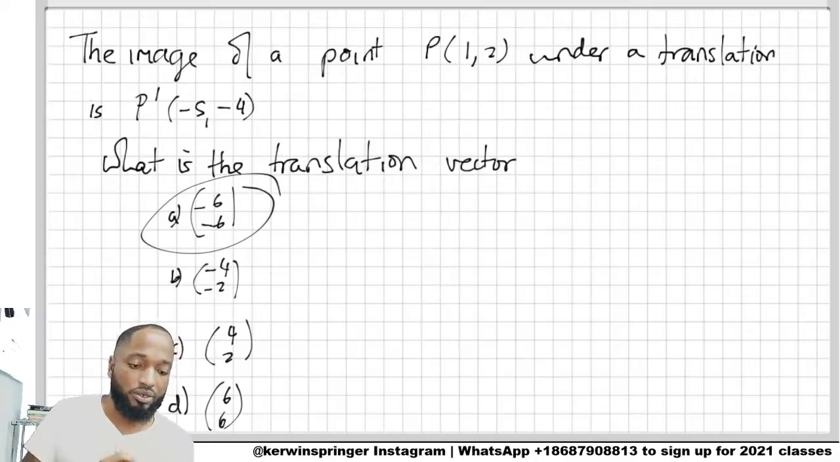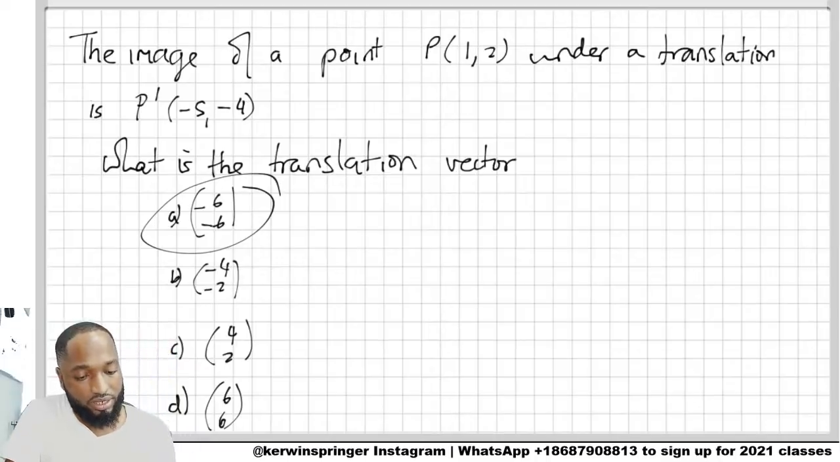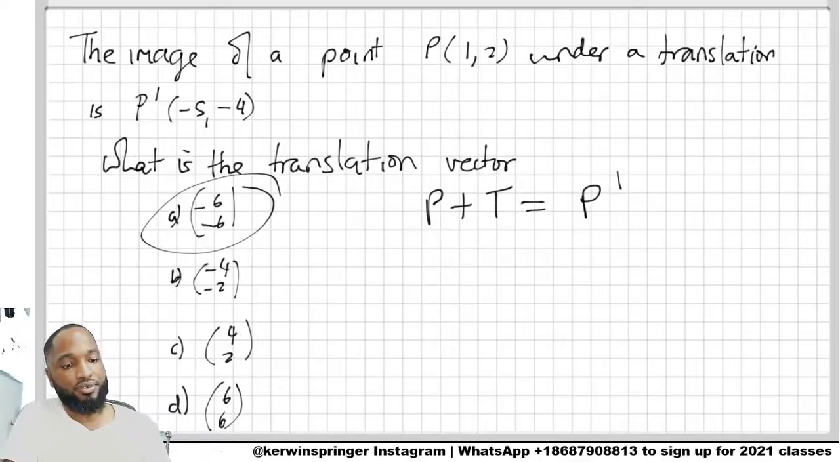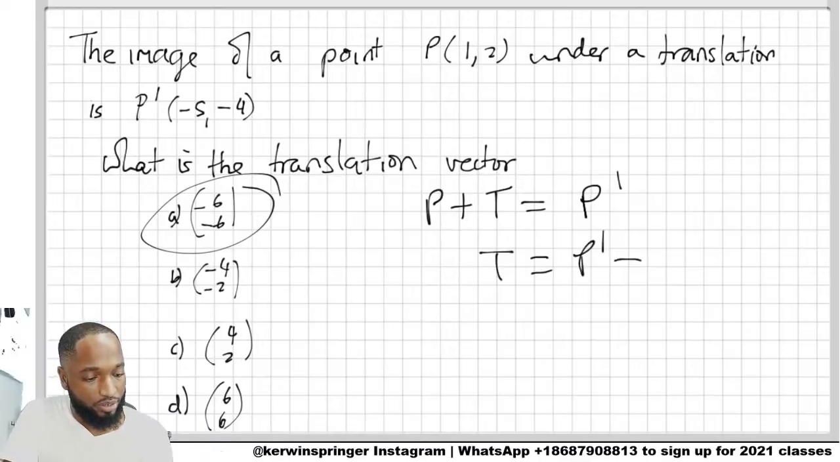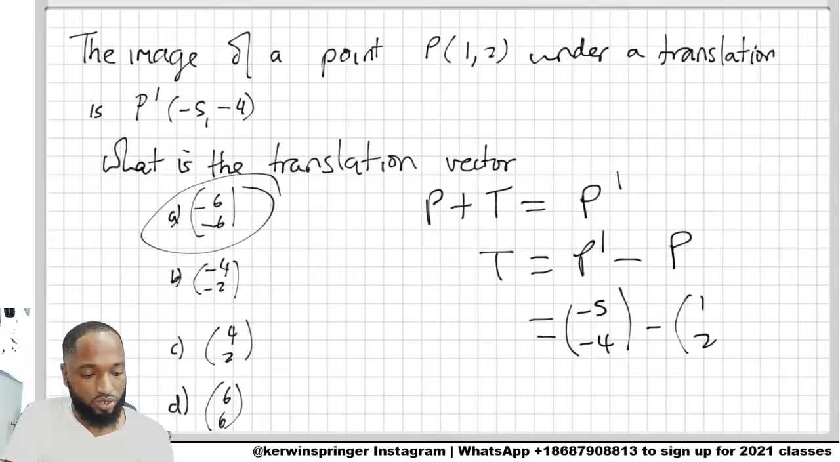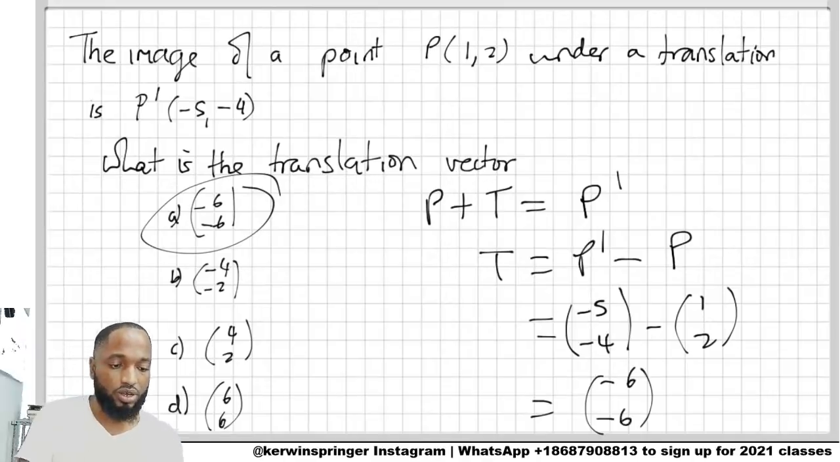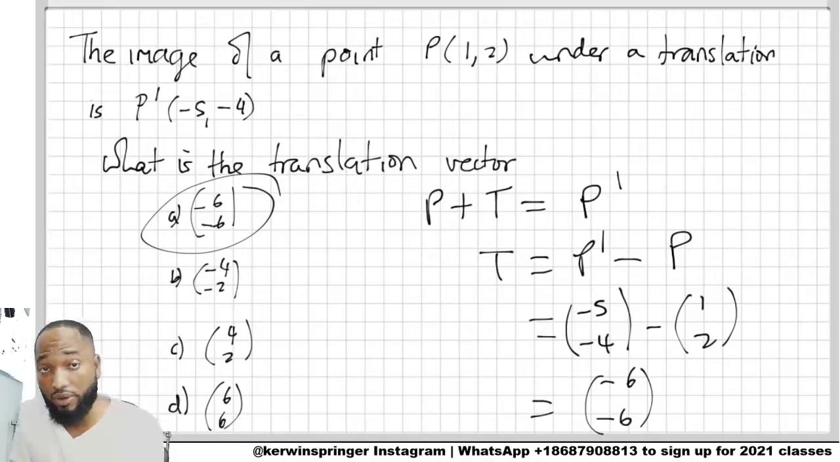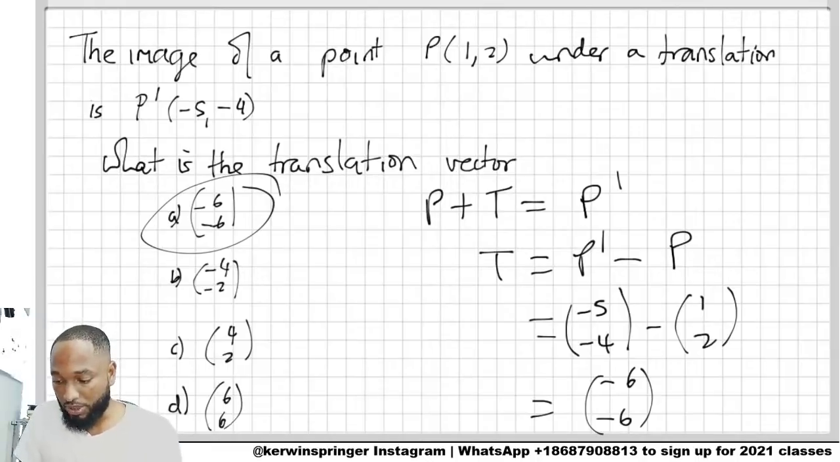Answer is A. Right? So in other words, P plus the translation will give you the image. So if you're finding the translation, you need to do the image, take away the object. Negative 5, negative 4, take away 1, 2. And this will give you negative 6. Negative 6. Y is in the chat. If you understand that right, to say Y is in the chat, the whole chat will just be Y.